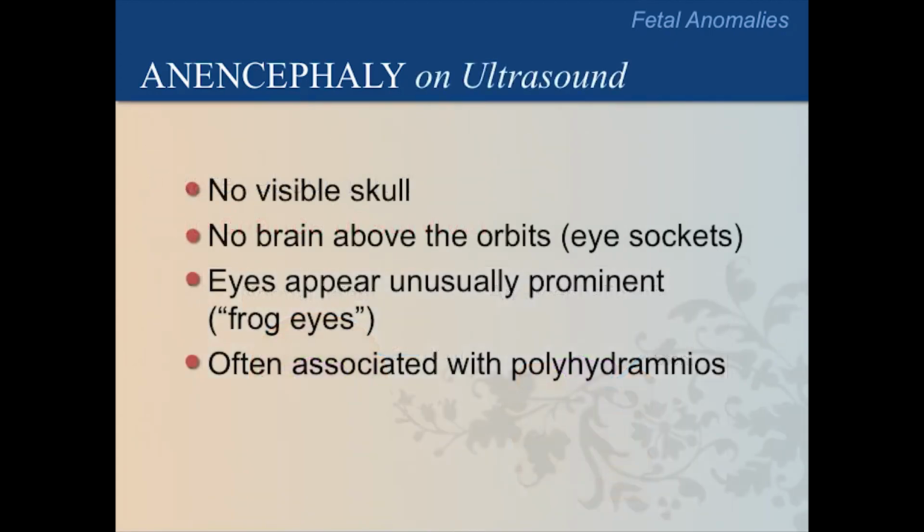On ultrasound, you will see these features: no visible skull, no brain above the level of the orbits, which are the eye sockets. The eyes appear unusually prominent, as if they are bulging out like that of a frog. There is often polyhydramnios, which means there is too much amniotic fluid.